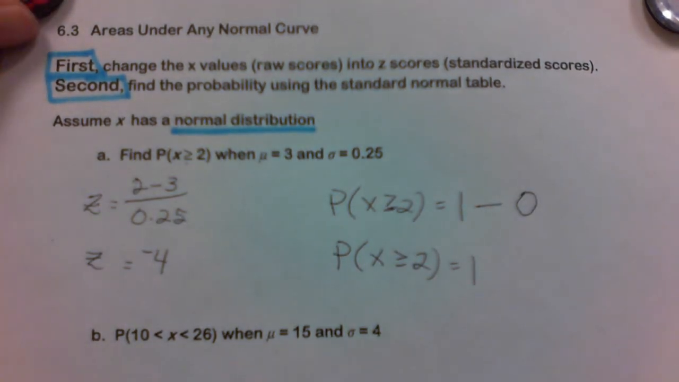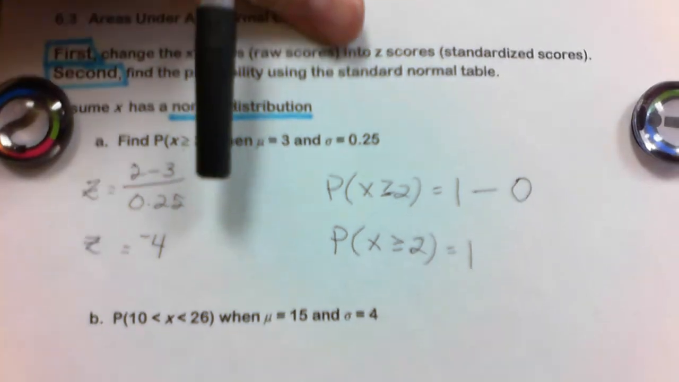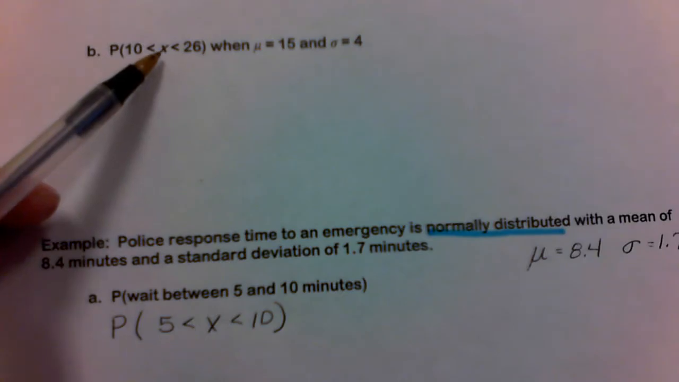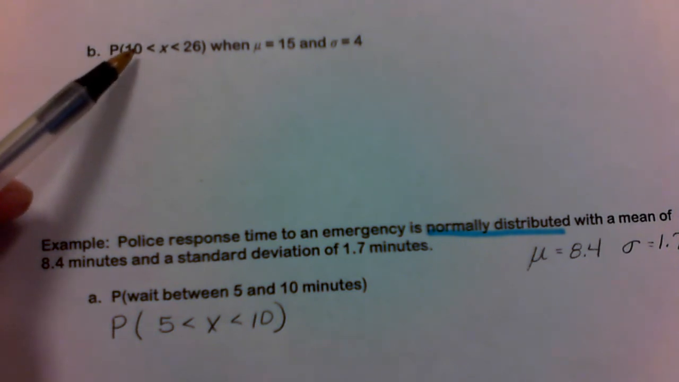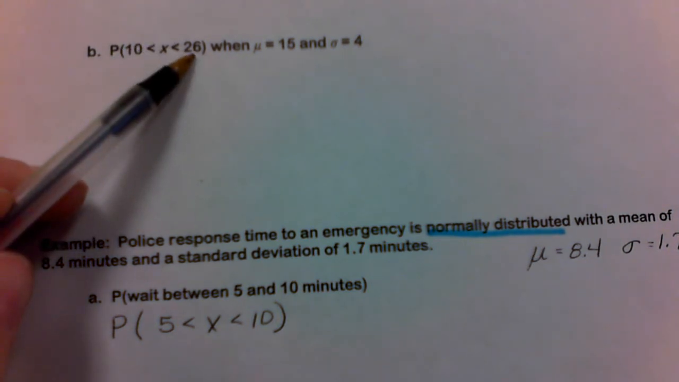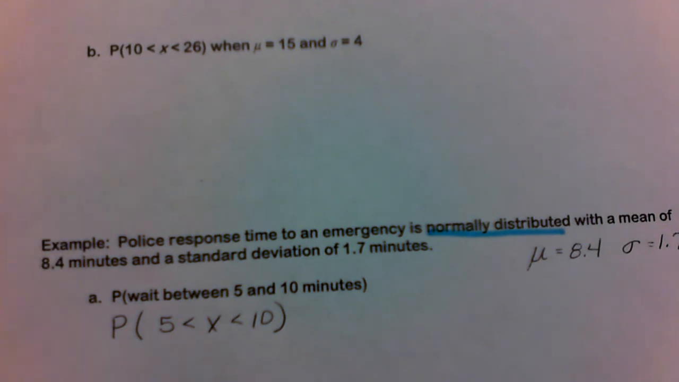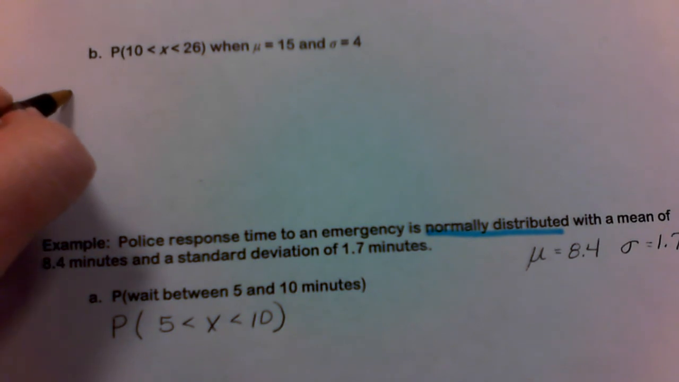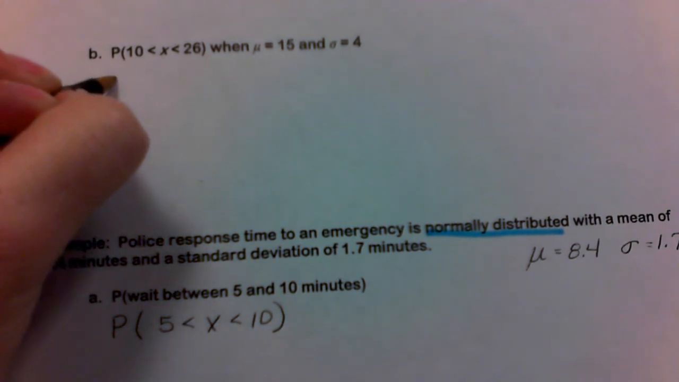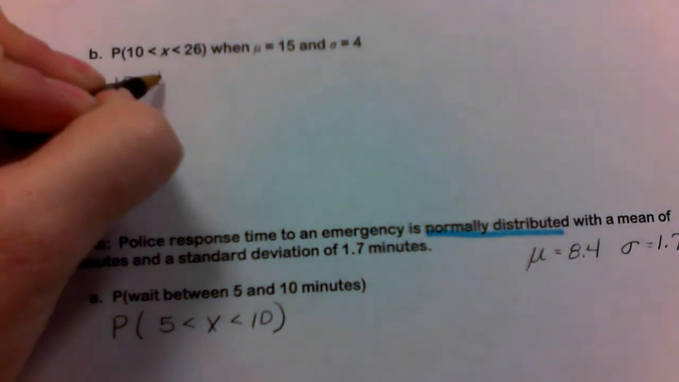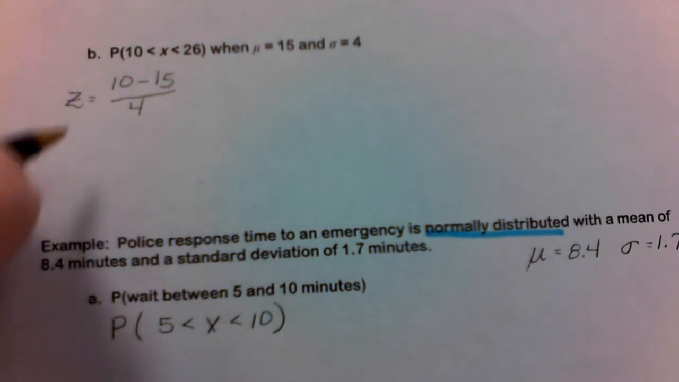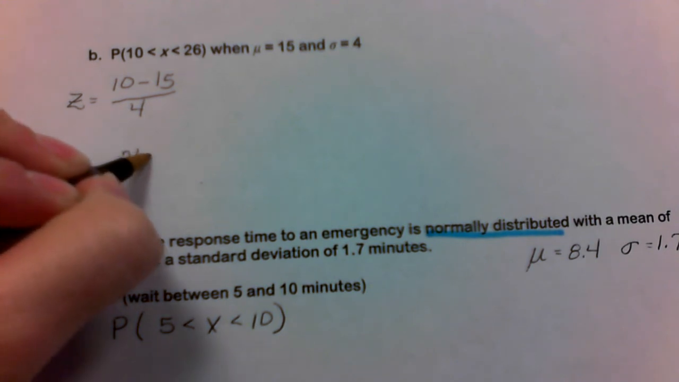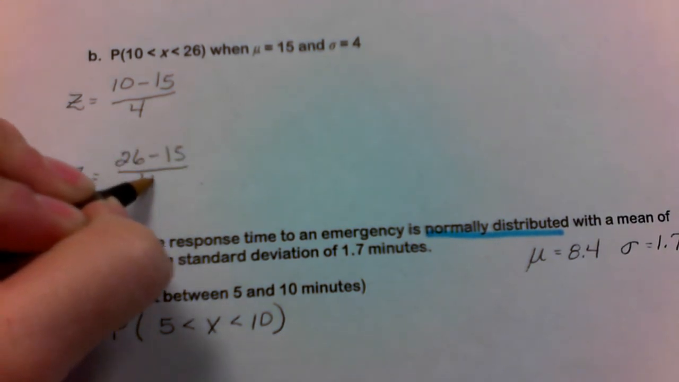Again, it doesn't happen a lot, but I did want to throw an example in there to show you that it can happen. All right, here we have that the probability that X is between 10 and 26, so we have X values. So the first thing that we're going to need to do is to convert both of these X values into Z values. So I'm going to take 10 minus mu, 15, divided by 4, and then we also need to take the other X value, 26 minus 15, divided by 4.